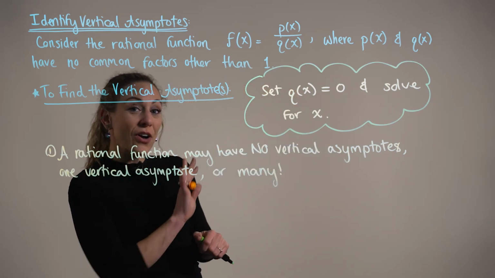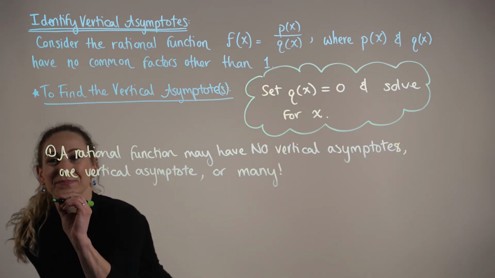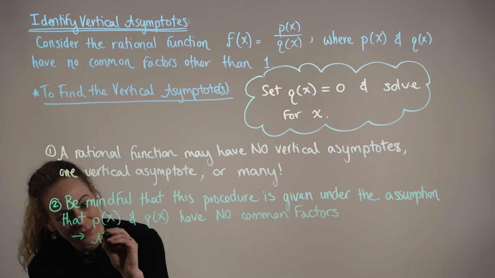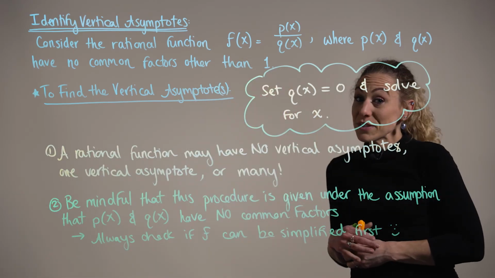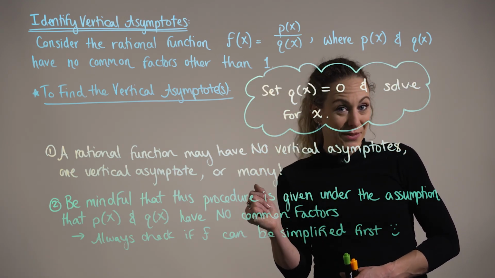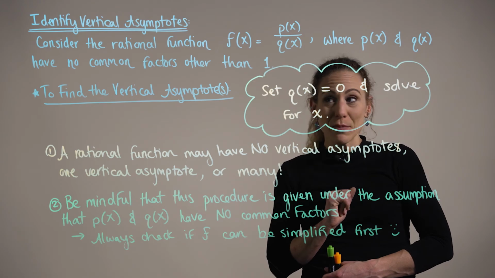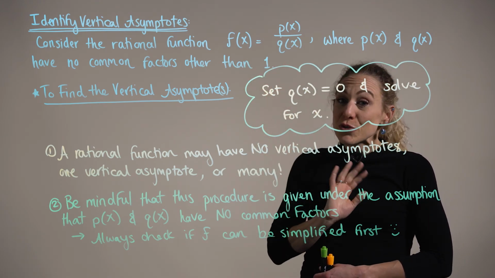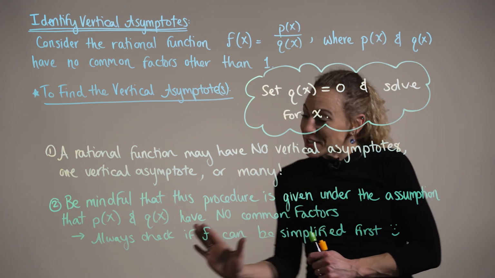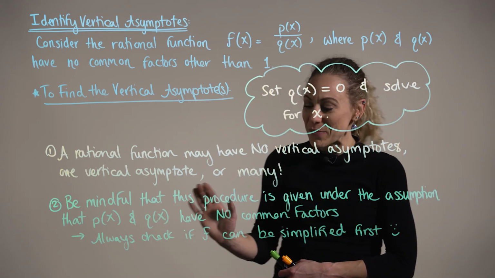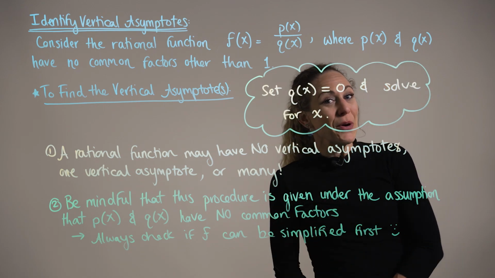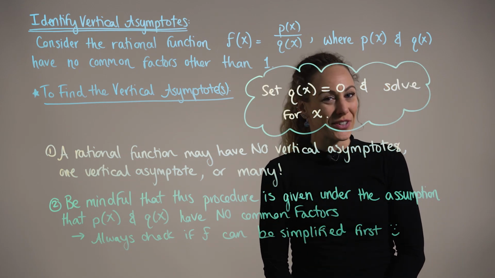And one final cautionary note. We want to be mindful here that this procedure for finding vertical asymptotes is given under the assumption that p and q do not have any common factors. So just to be safe, it's always a good idea to make sure and check that your given function cannot be simplified before proceeding in finding vertical asymptotes.